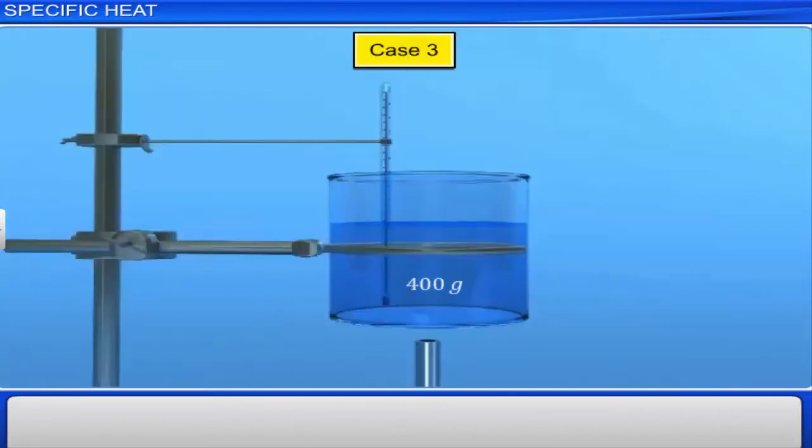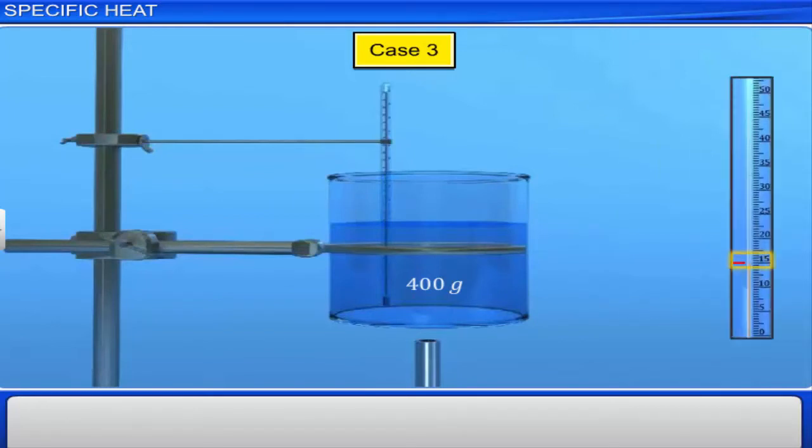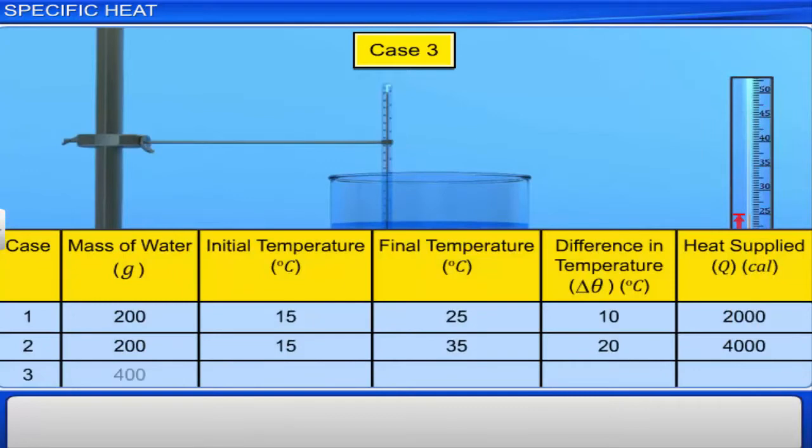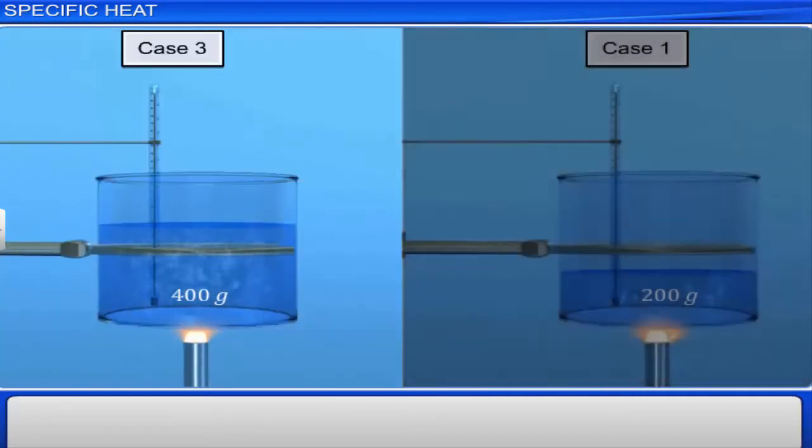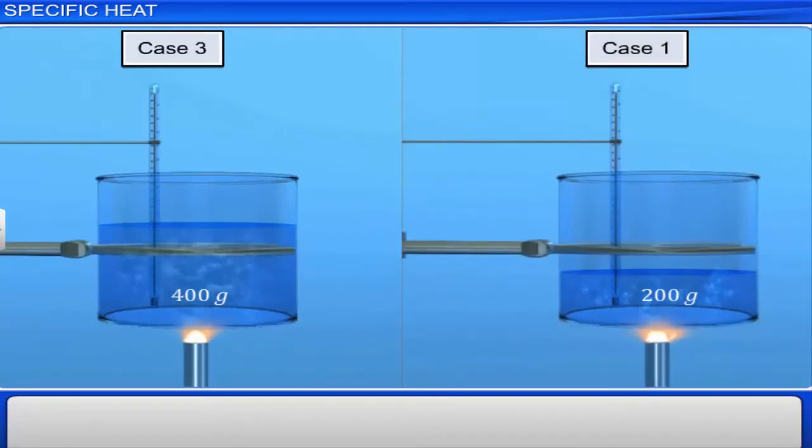Let us now consider 400 gram of water in another container at a temperature of 15 degrees Celsius and supply heat energy to the water. If 4000 calorie of heat energy is supplied to the water, then its temperature increases from 15 degrees Celsius to 25 degrees Celsius. To increase the temperature of 400 gram of water by 10 degrees Celsius, 4000 calorie of heat energy is required. If we compare this with the first case, we can see that as the mass of the substance increases, the amount of heat energy required to change its temperature by the same extent also increases.